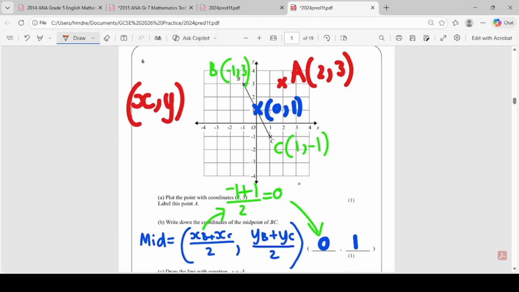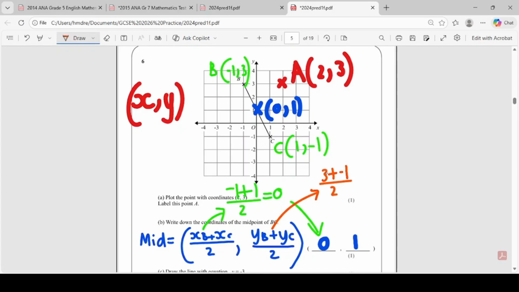If we look at the y values, y_B is 3 plus y_C, that's -1, divided by 2. So 3 plus minus, that just becomes a minus. 3 minus 1 is 2. 2 divided by 2 is 1. So we can see we get that same answer.